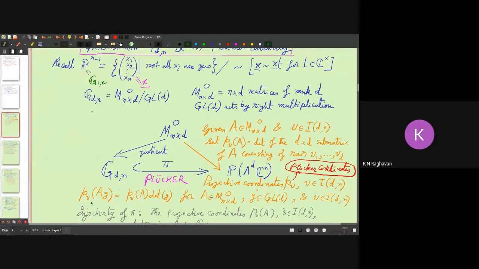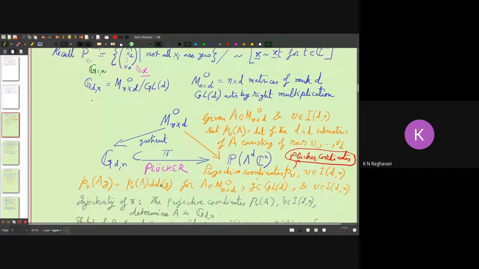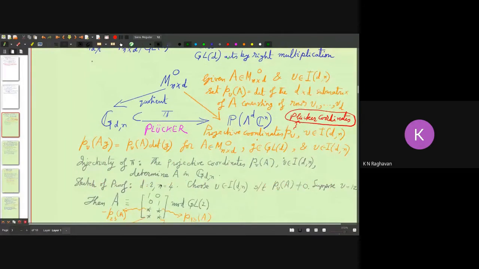And that is because if I multiply a matrix A by an element G of GL_D on the right, then each corresponding Plücker coordinate gets multiplied by the determinant of G, just this scalar. So as an element of the projective space, it is not changing. The projective coordinates are just going to get multiplied by determinant of G. So this shows that this map factors through G_{D,N}.